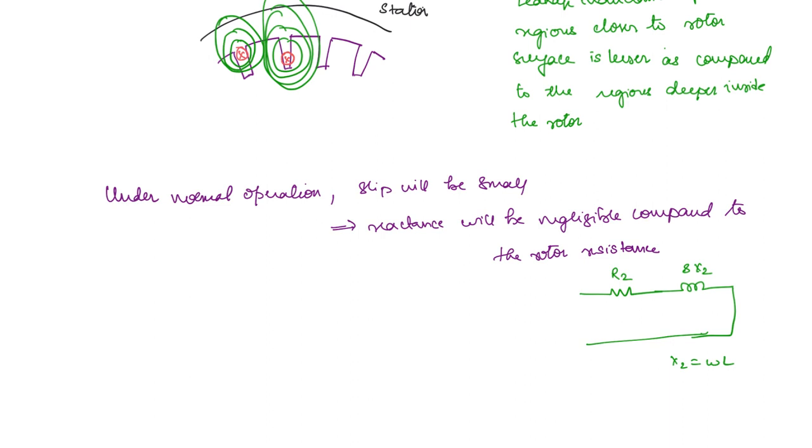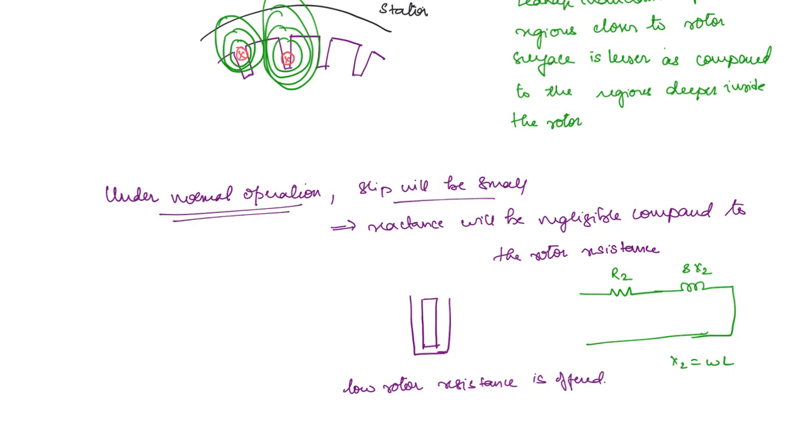Okay, if you don't remember, just go back to the lecture and you can see this is the circuit that we got. So that means when slip is small, the reactance, this entire S X2, will be smaller as compared to the rotor resistance. So what is the effect of this? If you take each of the conductor bars, this is the rotor slot, let us say, and this is the rotor surface. All through this conductor bar, you're going to have an almost uniform resistance. That means the current flow will be easy. So basically the resistance offered is less, meaning that low rotor resistance is observed under normal operating conditions when the slip is small.